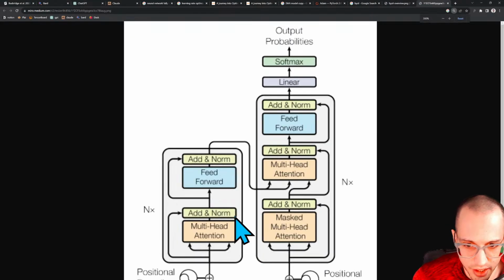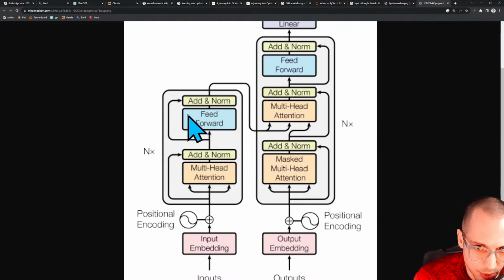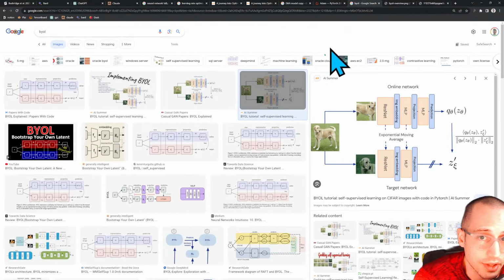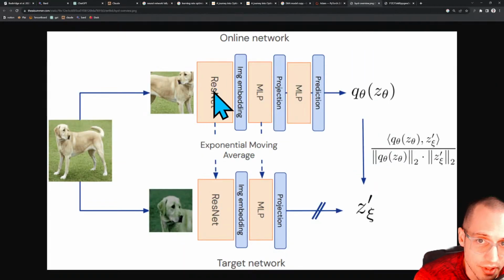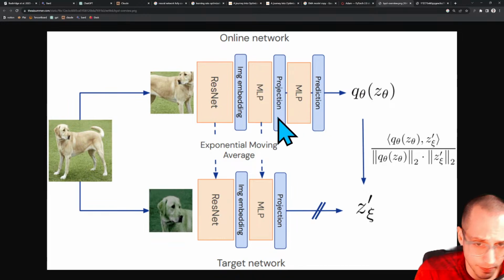So you see, you have a similar kind of idea here. They're separating out this feed forward from the multi-head attention, and in this figure they're doing the same thing. They're separating the ResNet from the MLP.